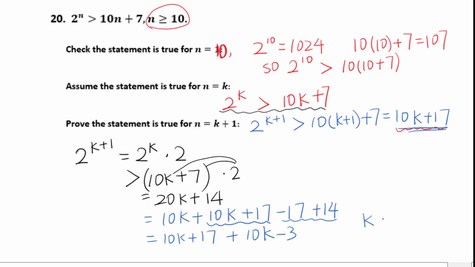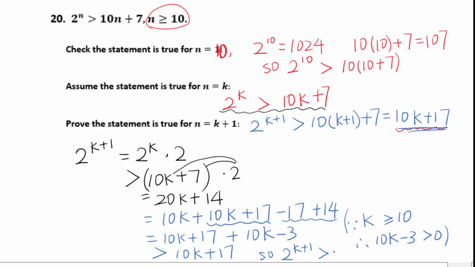Because k is greater than or equal to 10, 10k minus 3 is greater than 0, which means 10k plus 17 plus 10k minus 3 is greater than 10k plus 17. So 2 to the k plus 1's power is greater than 10k plus 17. We finish proving.